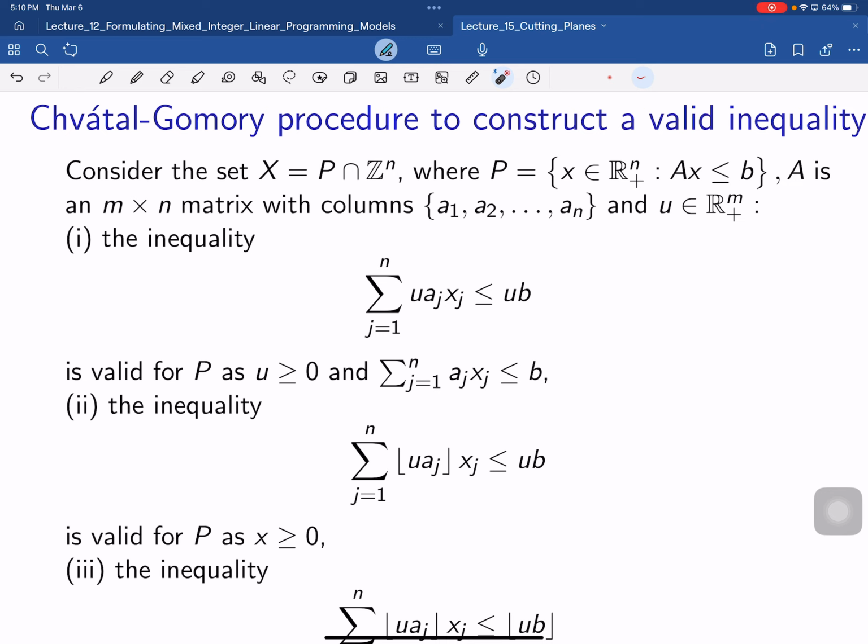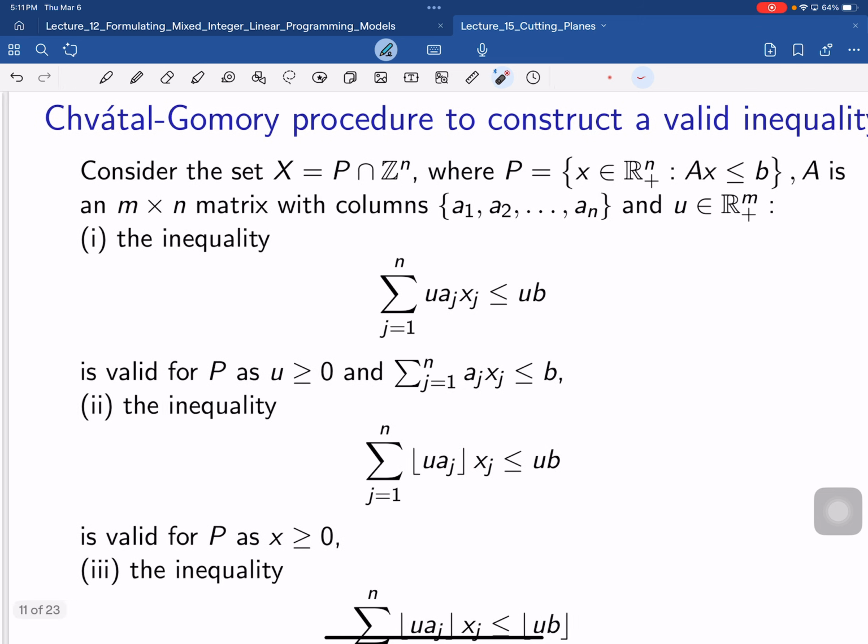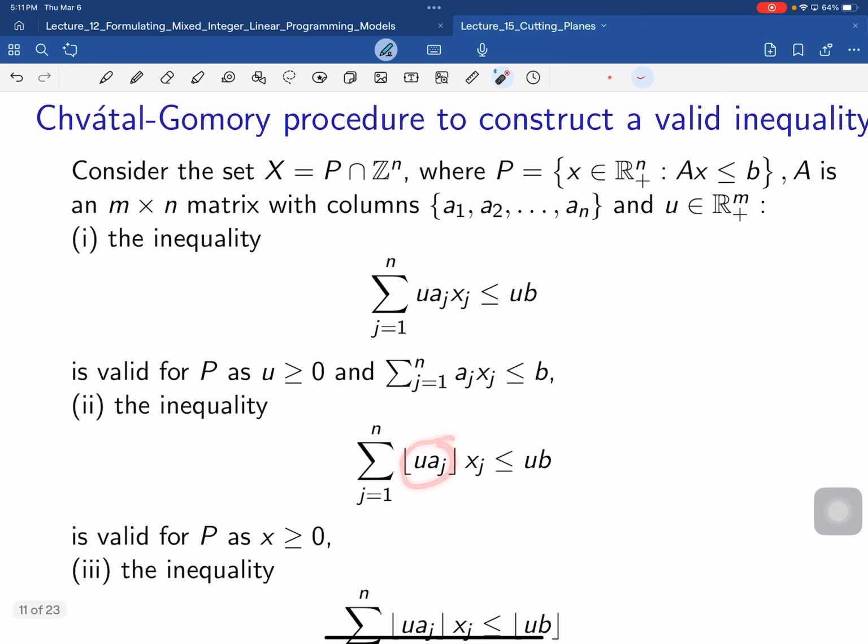And with the same rationale we discussed before, since x is an integer, in this case you have less than or equal to inequalities. If you round down the left-hand side coefficient, it is still valid. Since x is greater than or equal to 0, if you multiply x by a smaller number, it will be even smaller, and of course, it will be less than or equal to the right-hand side.